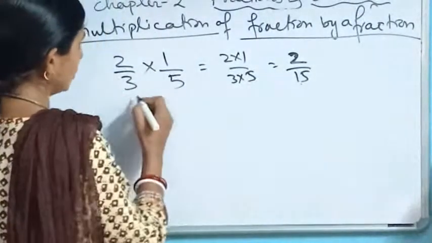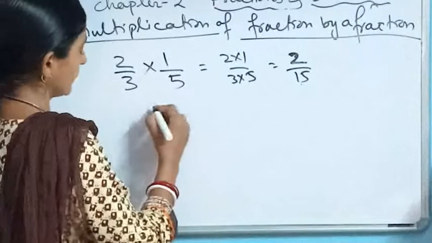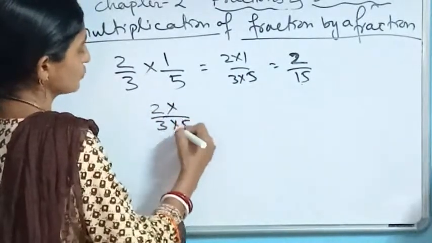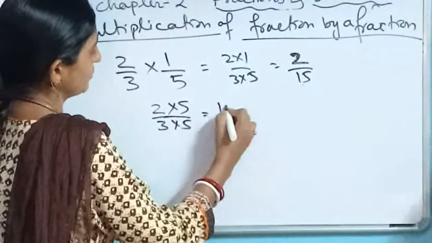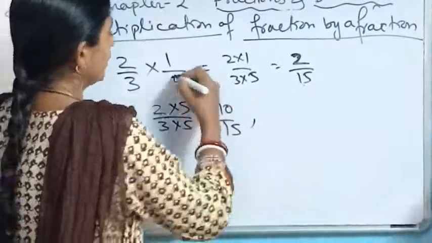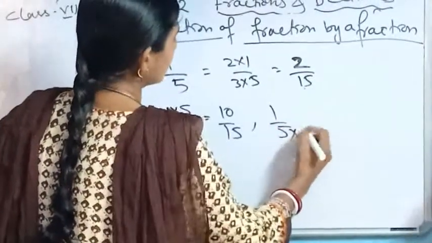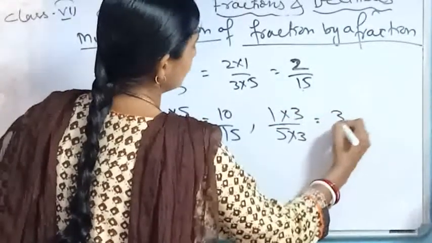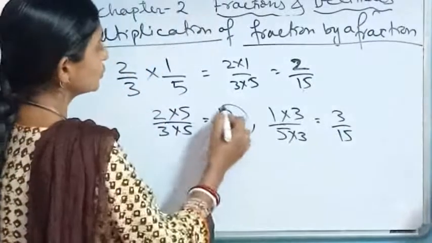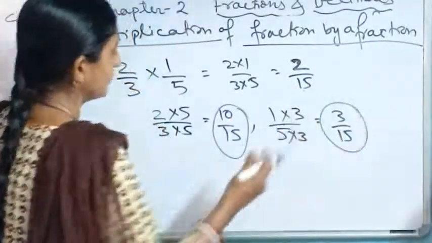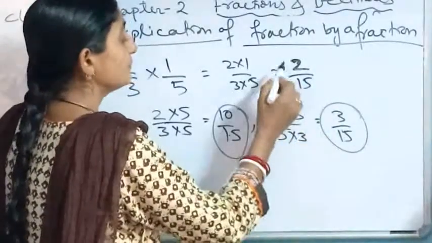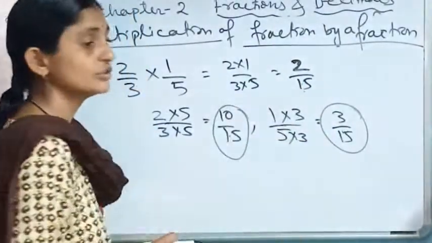Let me check all these numbers. If I change 2/3 to like fractions, I am multiplying this one by 5, so I am getting 10/15. And 1/5, if I multiply this one by 3, I will get the like fraction 3/15. These are the two individual fractions I have got here. Are they smaller than that?